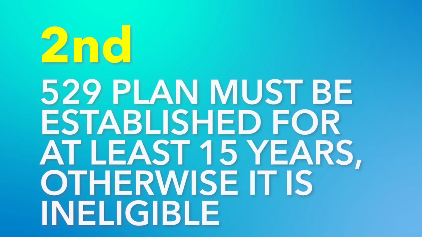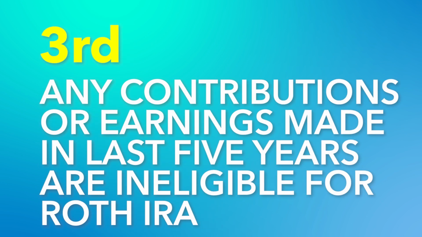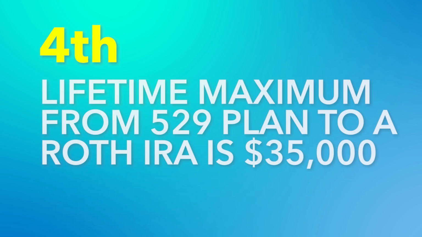Second, the 529 plan has to be established for at least 15 years, otherwise it's not eligible to be rolled over to the Roth IRA. Third, any contribution plus earnings tied to this contribution that has been made over the last 5 years is not eligible to be rolled over to the Roth IRA. Fourth, the lifetime maximum that you can roll over from a 529 plan to a Roth IRA is $35,000.